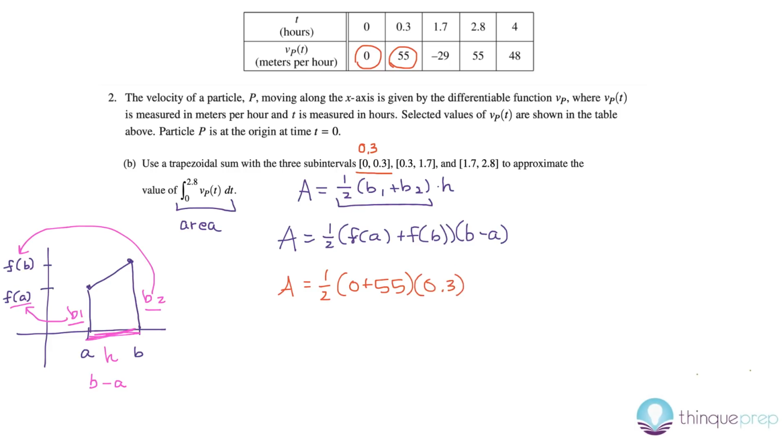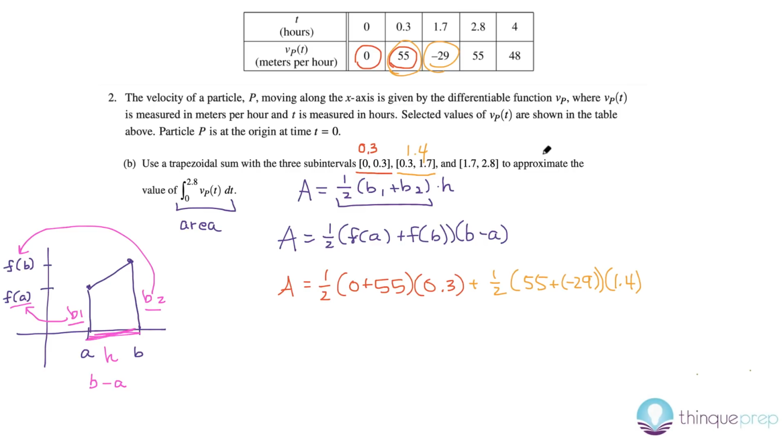And then I can add the second trapezoid. Well, I'm going to use these for my second trapezoid. The difference between the x values is 1.4. Let me fix that. 1.4. And then now these are my two new heights. So then I'm going to plus a 1/2. Now my f of a is 55. My f of b is negative 29. And then the difference between the x values is 1.4.